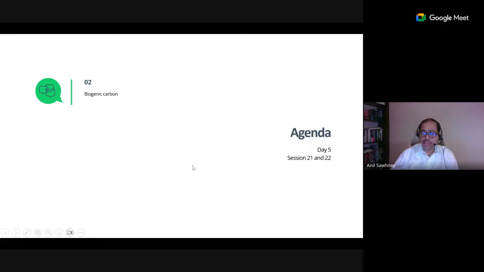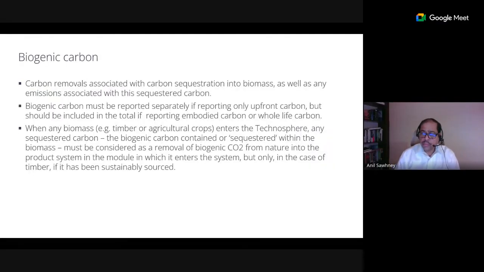Okay, so in that case, let's move to the next topic, which is called biogenic carbon. So what is biogenic carbon? It's carbon removals associated with carbon sequestration into biomass, as well as any emissions associated with this sequestered carbon.